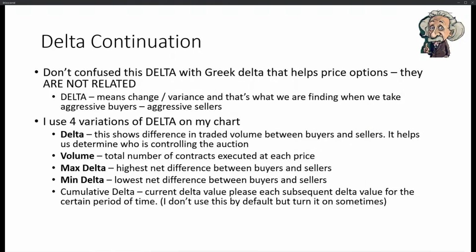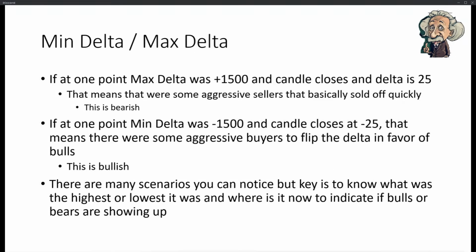It's the mental math in my head, right? Especially in this example, I kind of gave you something similar. Max delta was 1500. Candle closes at 25. We had to go from plus 1500 down to 25. What does that mean for the 1475? There's a lot of aggressive selling. That means 1475 were sold at the bid.